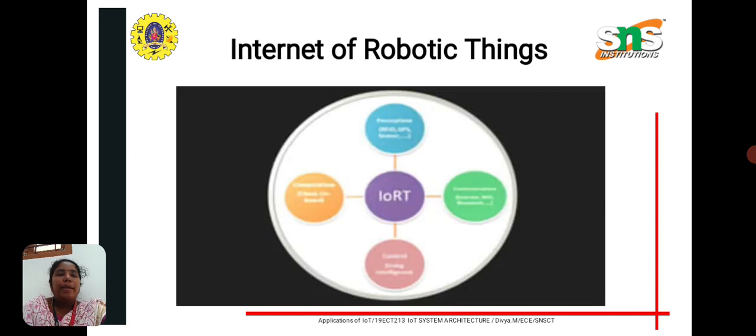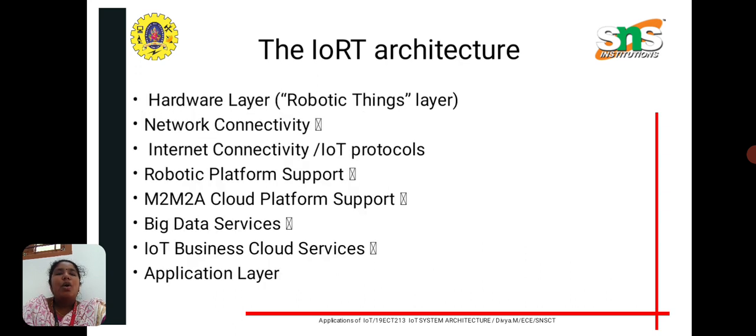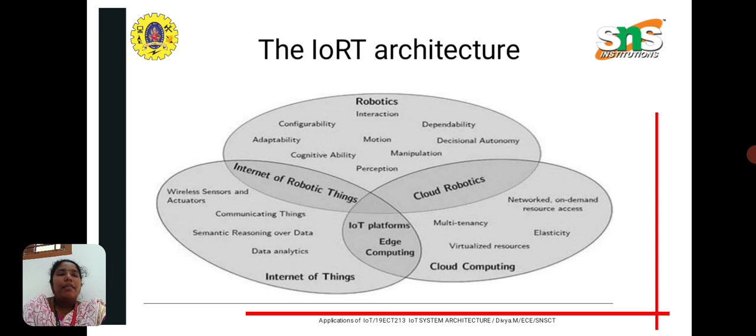These are the major components of IoT. Then IoT requires an architecture with different additional components and layers to address all sorts of challenges with regard to connectivity, sensing, security, controlling, and link to cloud services. These are the architecture layers in IoT. First is the hardware layer, then network connectivity, internet connectivity for IoT protocols, robotic platform support, M2A cloud platform, big data analytics, big data services, IoT business cloud services, and the application layer. These are the parts of the architecture.